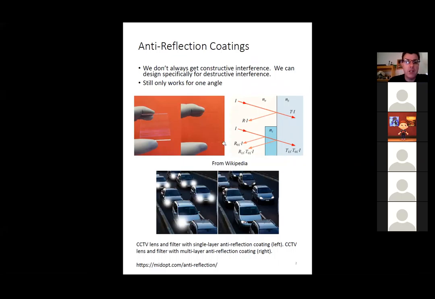block reflection. Here's a piece of glass. Here's two pieces of glass, one with and one without an anti-reflection coating. And the basic idea is that these two paths are interfering destructively. Here's what happens if you have or don't have anti-reflection coatings on a lens.